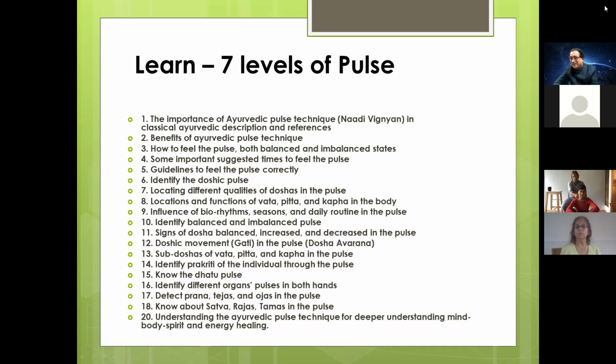And pitta is sticky, oily, and heated. All the pitta qualities are there. And kapha qualities are dullness, slow, methodical. All of these are covered in the pulse. You can see the kapha pulse.